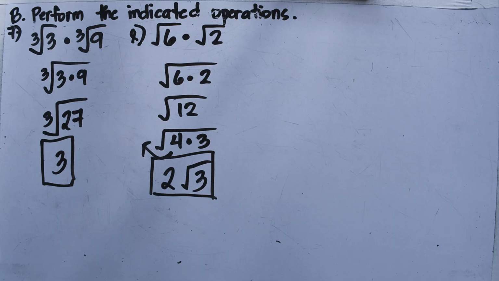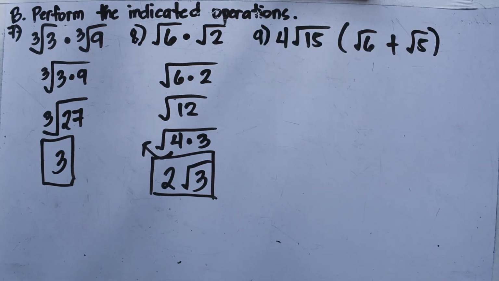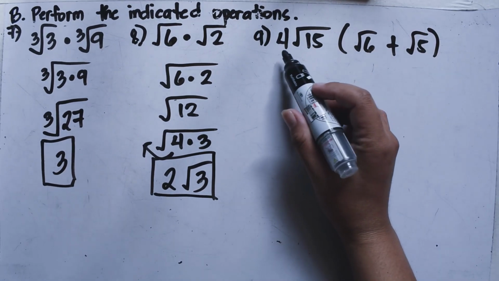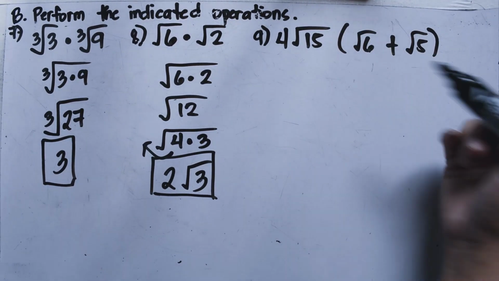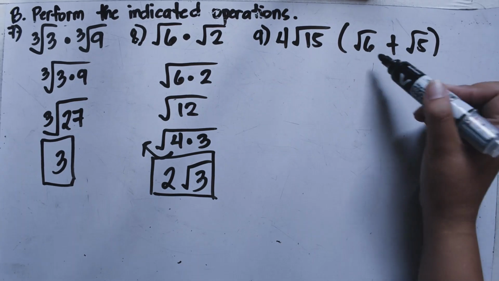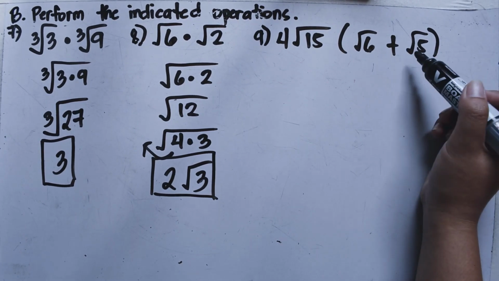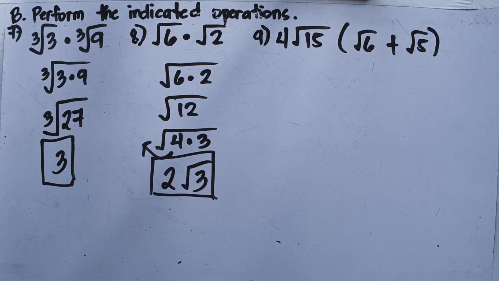So, we will now proceed with number 9. Ayan, so number 9 na tayo. Ito po yung given. We have 4 square root of 15 times square root of 6 plus square root of 5. So, syempre, using PEMDAS, inuuna natin yung naka-parenthesis, 'di ba? Pero in this case, kung mapapansin ninyo, hindi naman po natin sila pwedeng i-plus. So, therefore, hindi natin sila pwedeng pagsamahin.